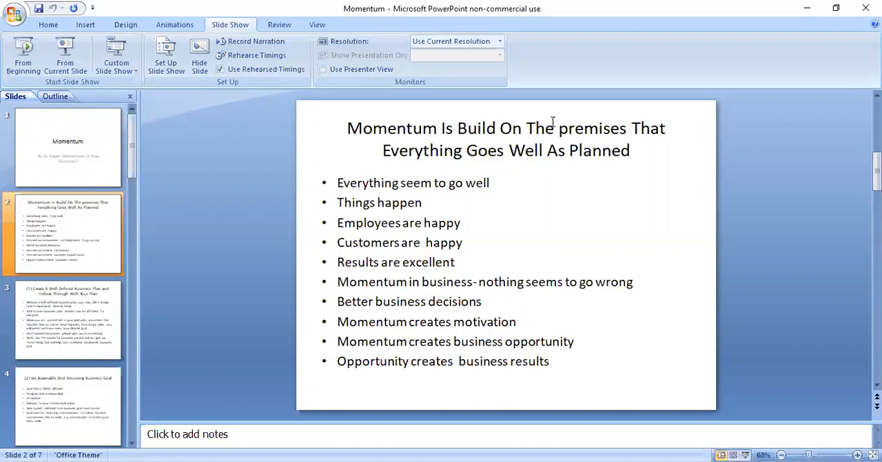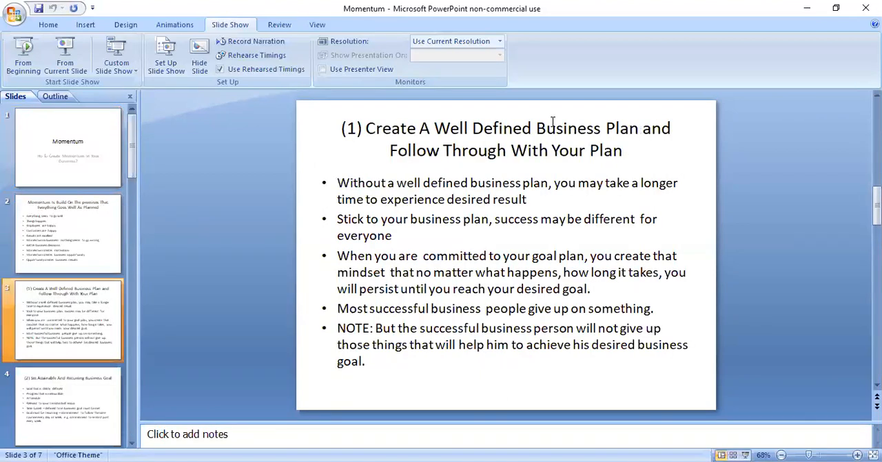Now, when you have momentum in your business, nothing seems to go wrong. You make better business decisions. Momentum creates motivation. You have that urge to accomplish things. Momentum creates a business opportunity, and an opportunity creates a business result. Now, let us look at 5 ways to create momentum in your business.